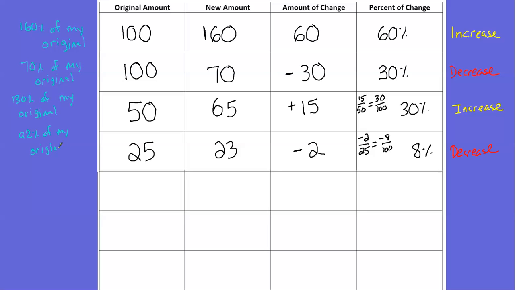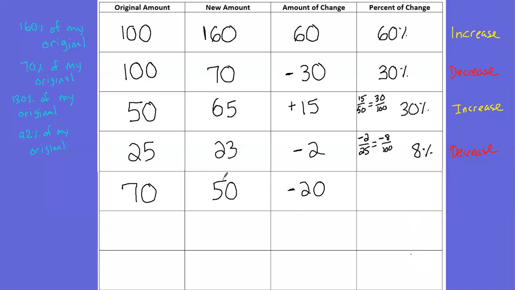So I started with 25, I ended with 23. What I ended up with was 92% of what I started with. Another one. Let's say I had 70 to start with, and let's say that my new amount was 50. My amount of change from 70 to 50 is that I went down 20 units.